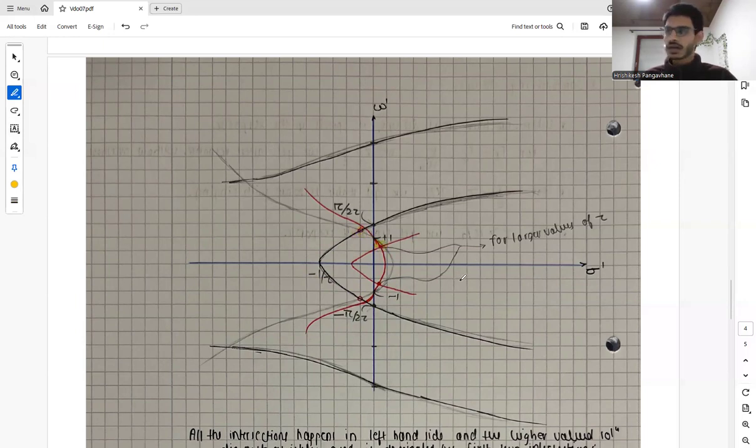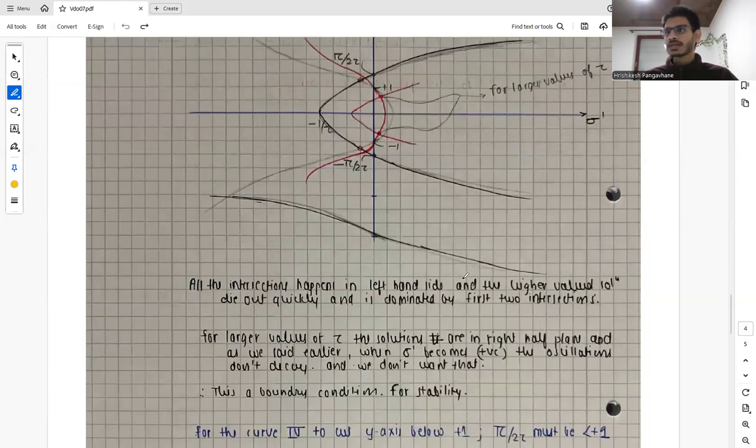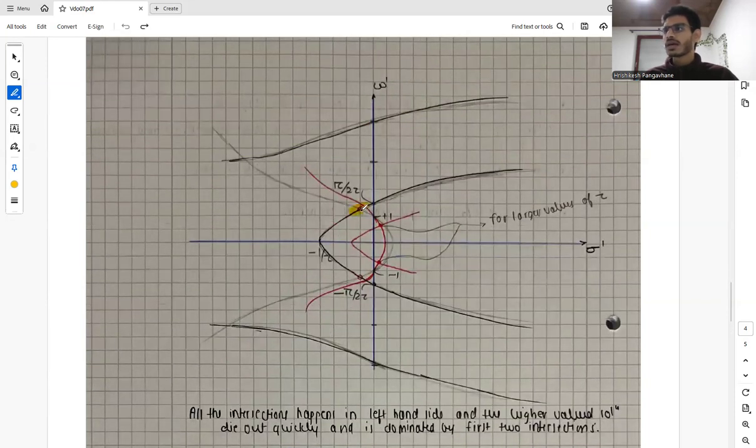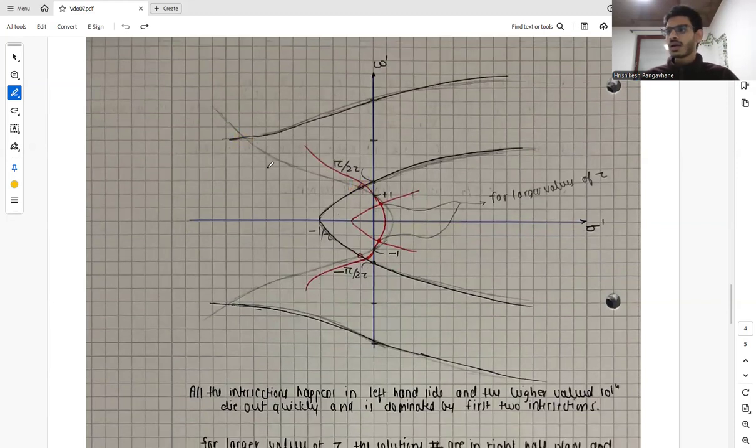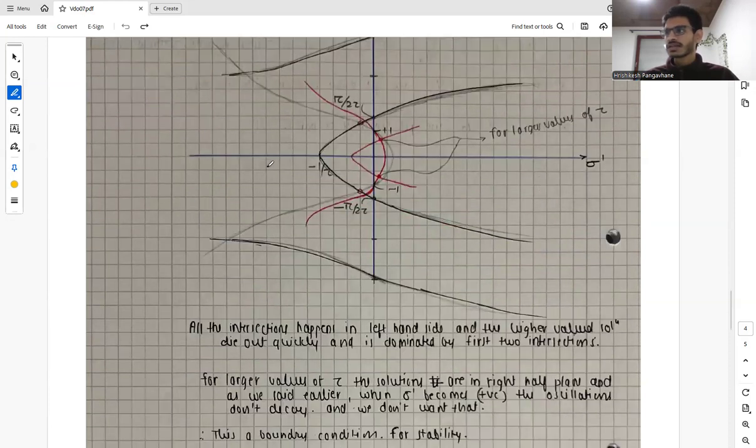And as we discussed earlier, we don't want the values of sigma prime or sigma to be positive, because then our overshoot will go on increasing and we want a decaying overshoot to reach the steady state. So here is an intersection, the second intersection is over here, and we have infinite intersections, but all the intersections happen on the left hand side for the smaller values of tau, and we want that because we want our exponential to decay and not to increase.